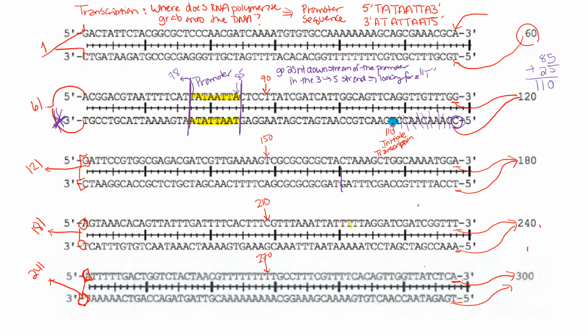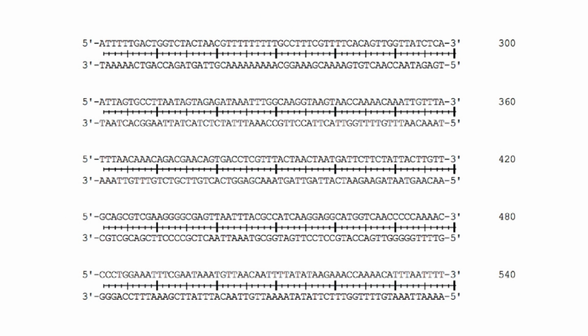So the promoter told us where to grab onto the DNA. The T, 25 nucleotides downstream of the promoter, told us where RNA polymerase is going to begin building the RNA. And then we're going to have a place that tells us where to stop. Okay, so that's going to be your terminator sequence. If we go to the next slide, I've zoomed in on sections 300 to 540 of your particular lab report.